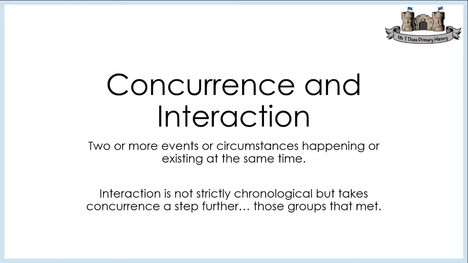What I'll do is, as ever, load a quick PowerPoint with some timelines and we will get started. Concurrence and interaction. I'm going to be linking these two concepts together because, well, they're linked. Interaction takes concurrence that step further. So concurrence is two or more events or circumstances happening or existing at the same time. Interaction, while not strictly chronological, takes it that step further. We're going to be exploring the groups that actually met. I'll be using the same timelines with a couple of additions.